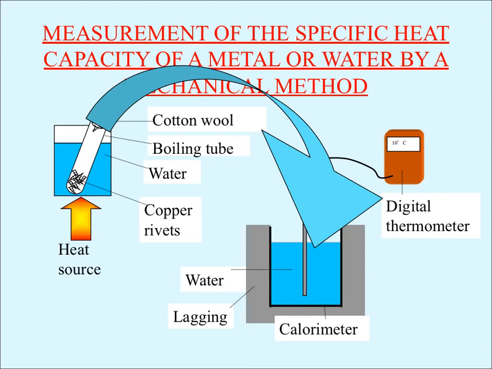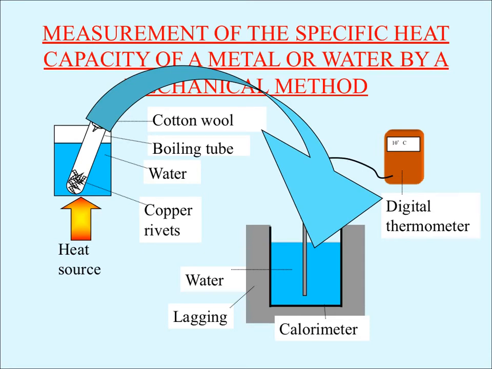Anyway, the basic idea is you heat up some copper rivets until they're at 100 degrees, in boiling water. And you leave them in boiling water a few minutes so you're fairly sure they're fairly close to 100 degrees. And then you quickly pour them into a calorimeter. And the calorimeter gets slightly warmer. And it really is only a few degrees. And you basically use this to work out the specific heat capacity of the copper rivets.